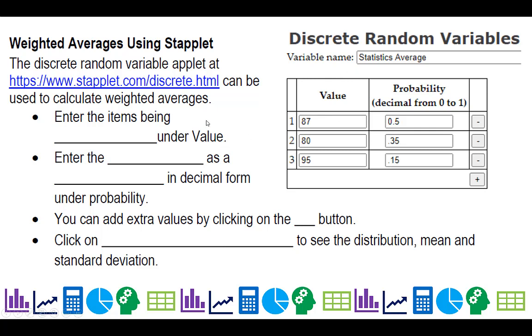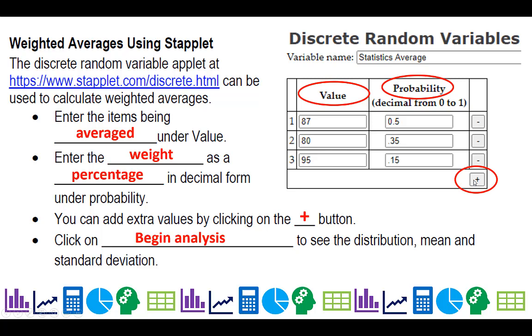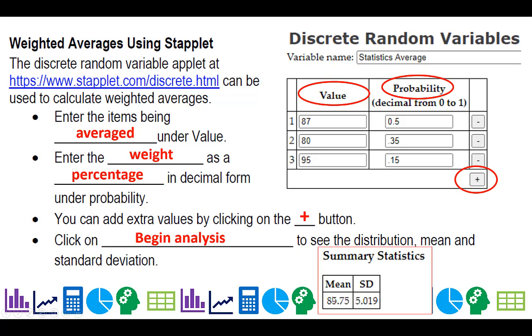So what do we do? We enter the items being averaged under value right here in this column. Then we enter the weight as a percentage in decimal form. Now, I found you can also do this in fractions, and we'll be doing that in the next two examples. You can add extra values by clicking on the plus button there. And then finally, you'll click on Begin Analysis to see the distribution, mean, and standard deviation. And you can see that those match what we had before.